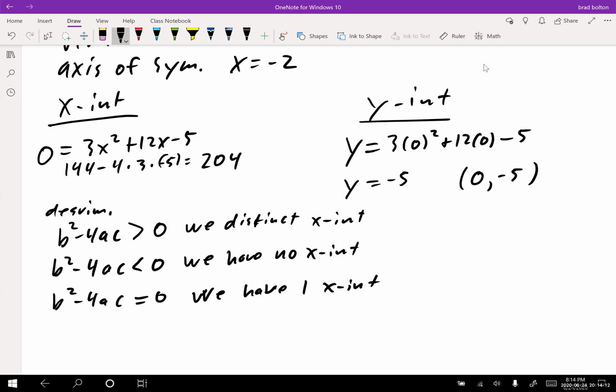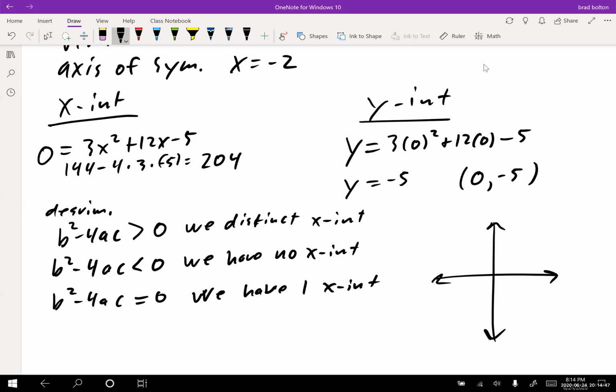So I'm going to take out my calculator and try to graph this guy. I'm going to do 3x squared plus 12x minus 5, and graph this. And I get not very nice x-intercepts. So we're going to have irrational x-intercepts. For now, I'm going to approximate them, and then later on in chapter 4, I'll show you how to find them exactly.